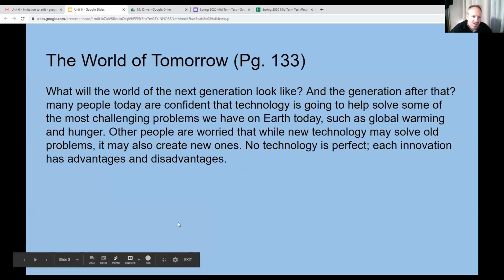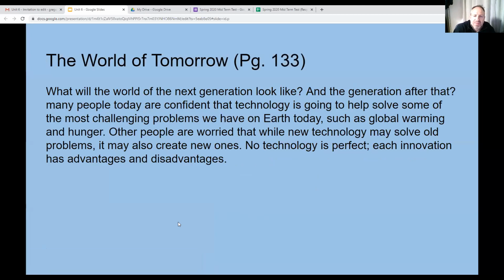Let's have a look. Okay, so in the textbook on page 133, the title is The World of Tomorrow. Yep, so looking at some technology. I'll read through it. What will the world of the next generation look like? And the generation after that?